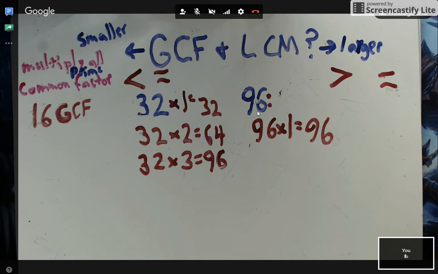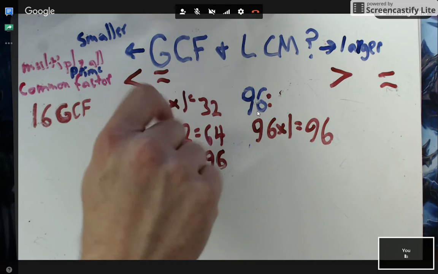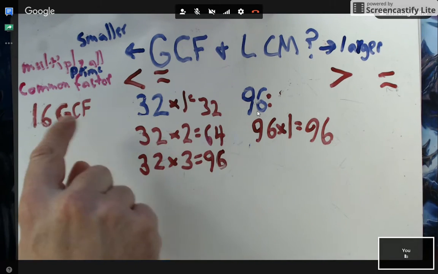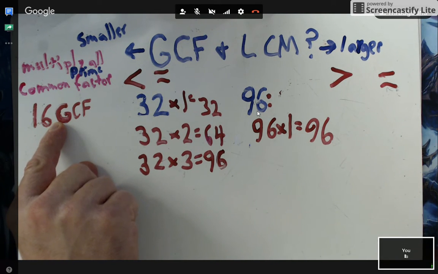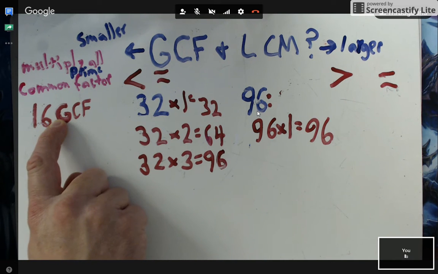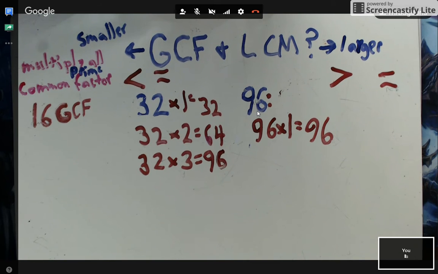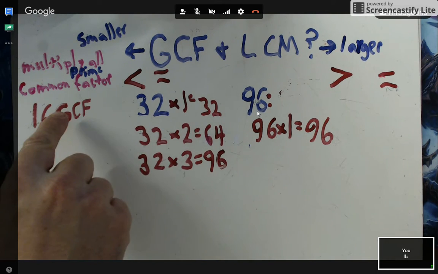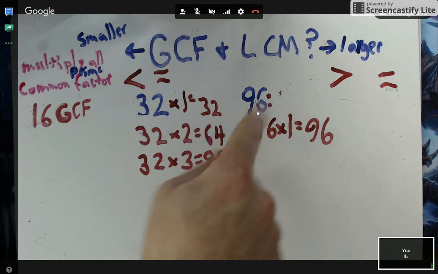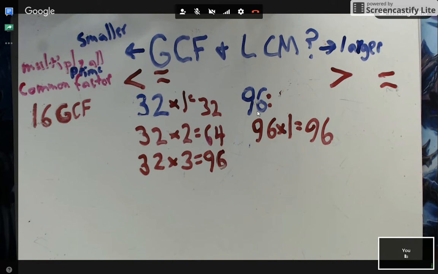Okay, that's good. You know what? Hold on. Something's not right here. The GCF of 32 and 96, I don't think should have been 16. I think it should have been bigger. Why would I say that? Everyone needs to pay attention. I just said, I don't think 16 is the greatest common factor of 32 and 96. Why is it not the greatest common factor? We must have made a mistake someplace.